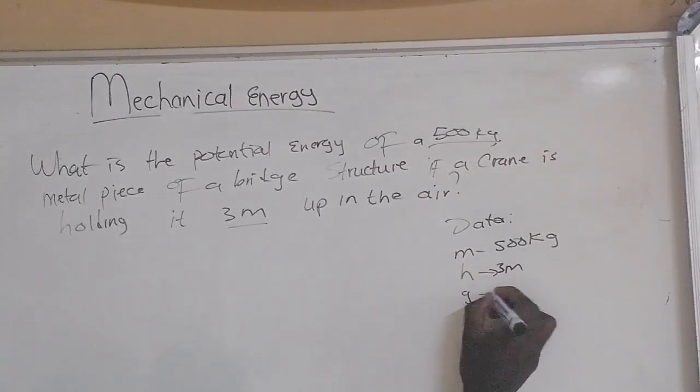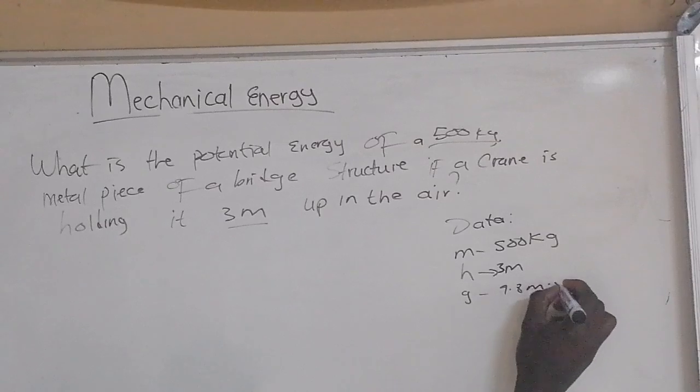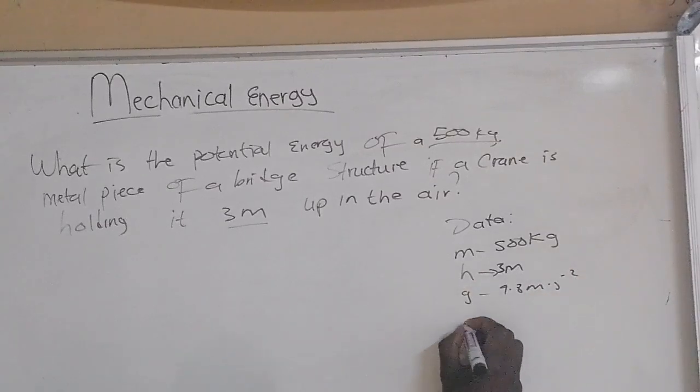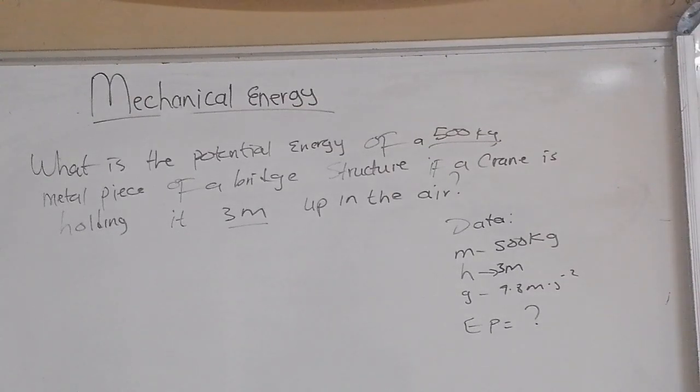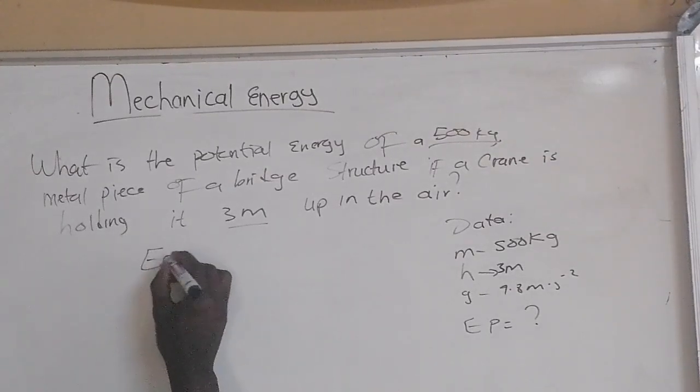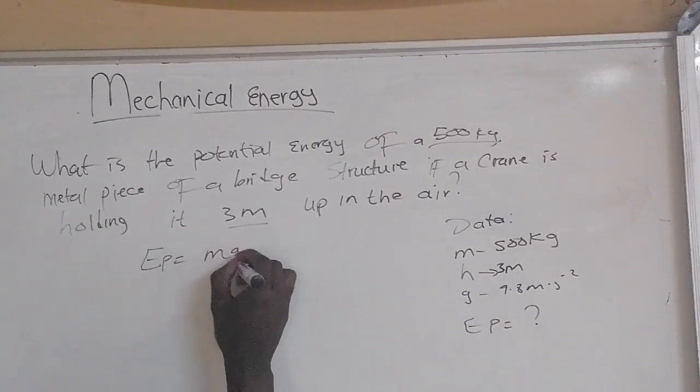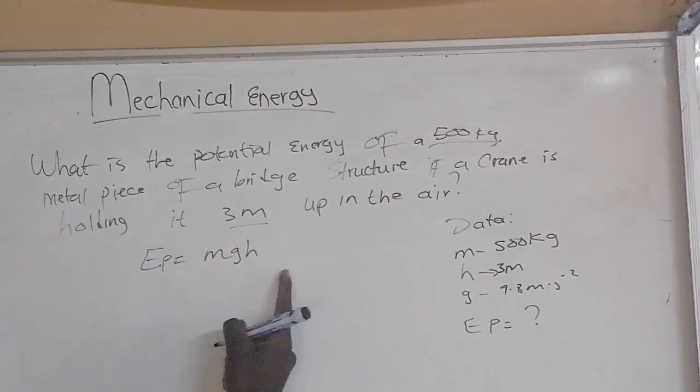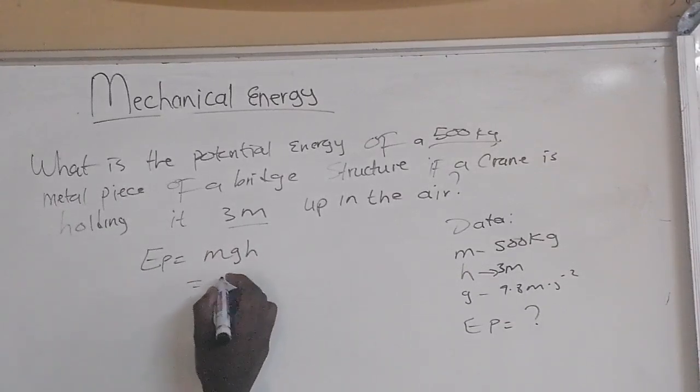Now what about g? It's 9.8 meters per second squared. Obviously, we can see that they want us to calculate EP. Even in the question, they ask what the potential energy is. So they want you to calculate potential energy, provided that all of these variables are given.